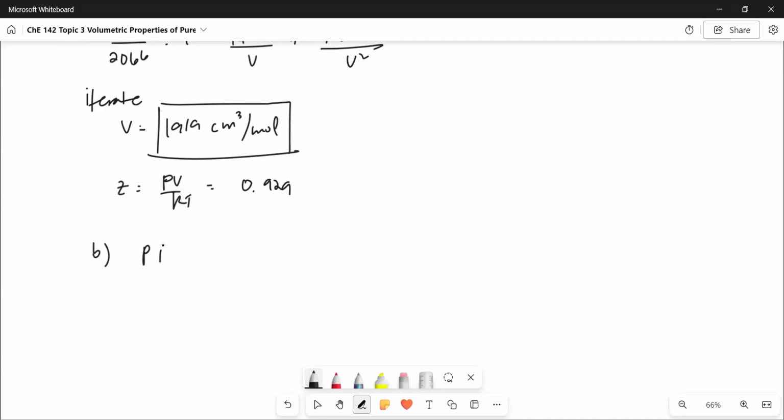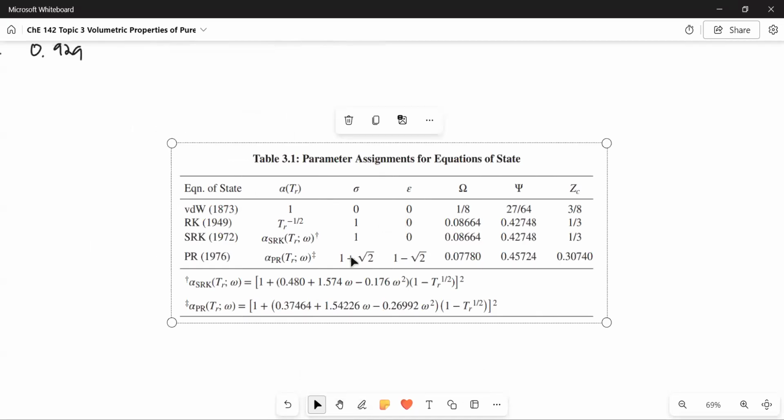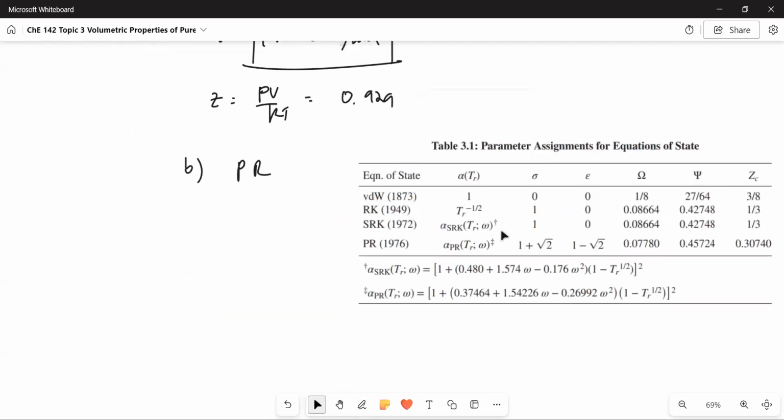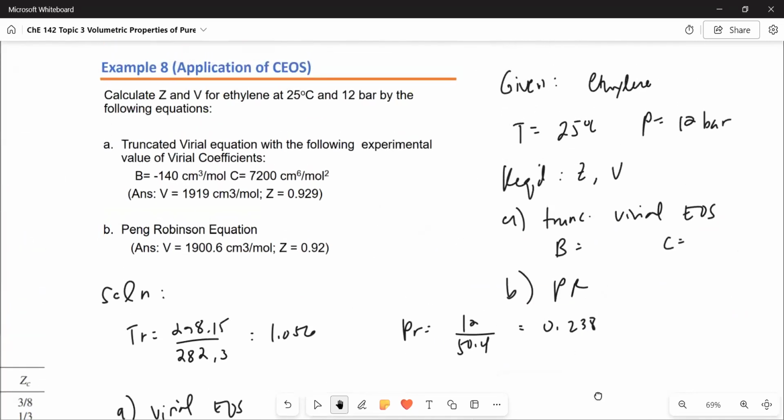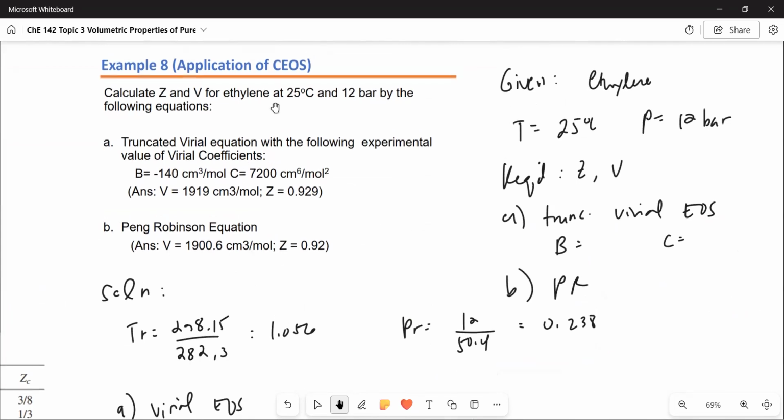Next is the Peng-Robinson equation of state. So I will copy paste the table again. Let me go back to the table, and the equation. So what we'll be using, refer to this table. And then we're being asked to calculate for Z and V. But let's check first.